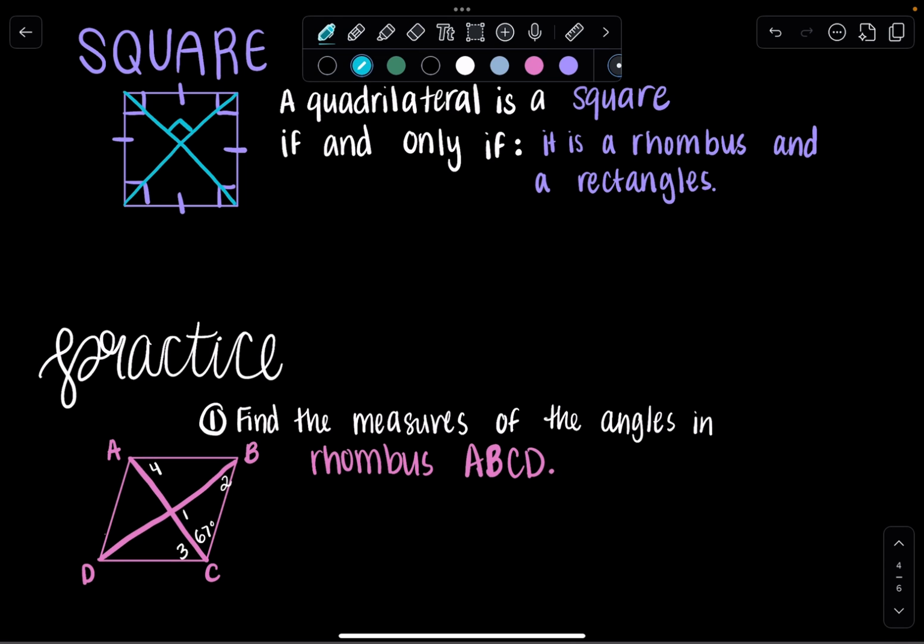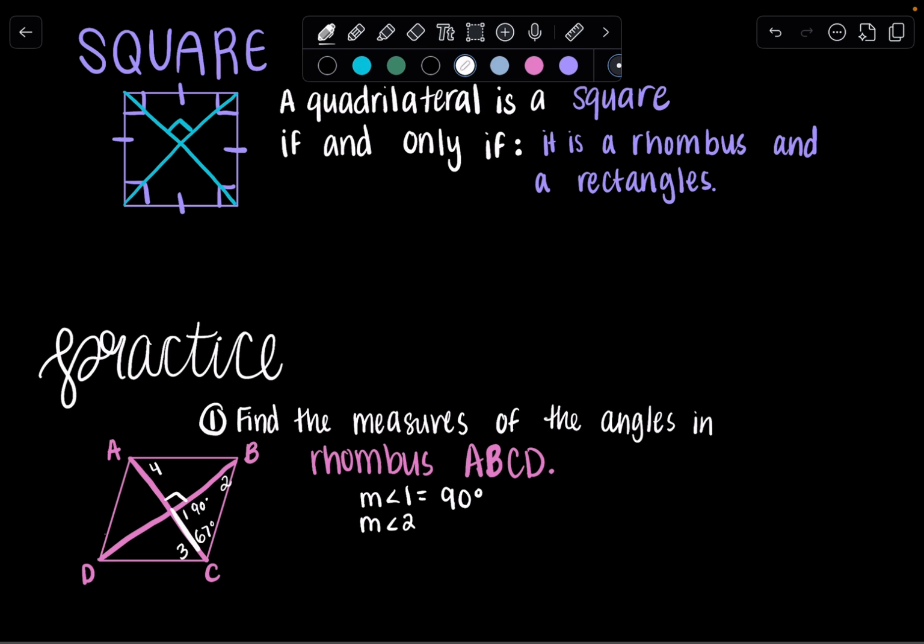Okay, let's find the measure of the angles in rhombus ABCD. So I have 4 angles here. I know that this is a rhombus, so let's find the measure of angle 1. The measure of angle 1 is 90 degrees, and I know that because the diagonals intersect to form 90 degrees. We do have enough information to find the measure of angle 2.